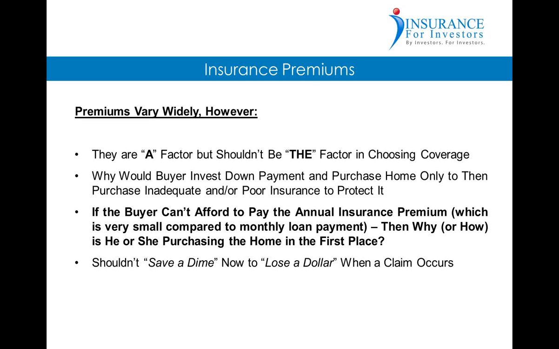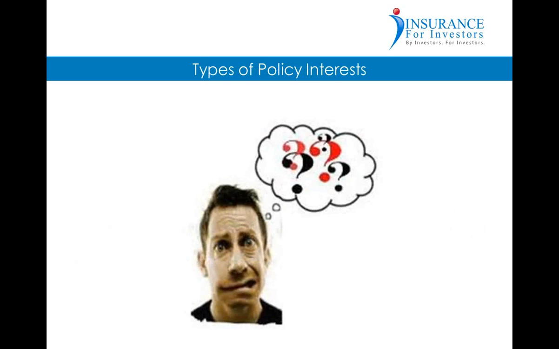Just being blunt and straightforward, if the buyer can't afford to pay for the annual insurance premium of $800 to $1,000 or whatever it comes out to be, which is a very, very small cost compared to the monthly loan payment, appraisals, and everything else, then why or how is she purchasing the home in the first place? You shouldn't save a dime on cheap insurance to lose $1 later when a claim occurs. You just saw the various policy types out there, and you can extrapolate yourself some of the type of issues that may occur in the future.